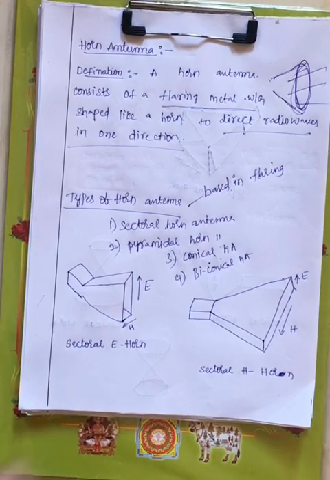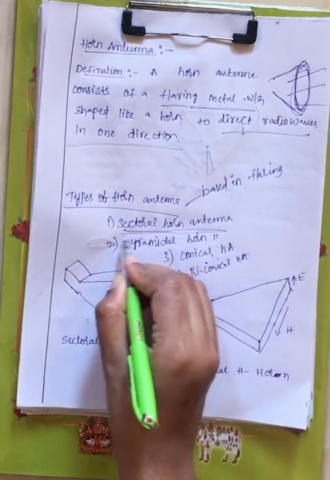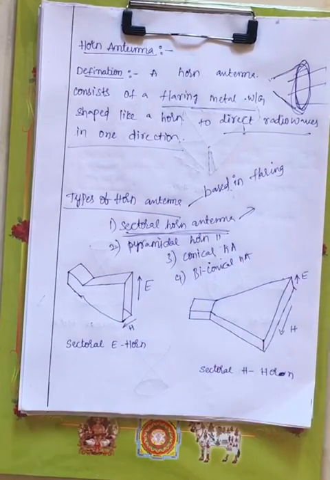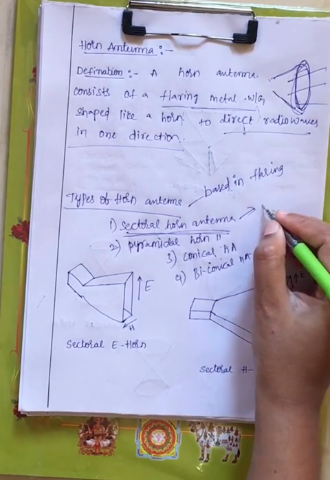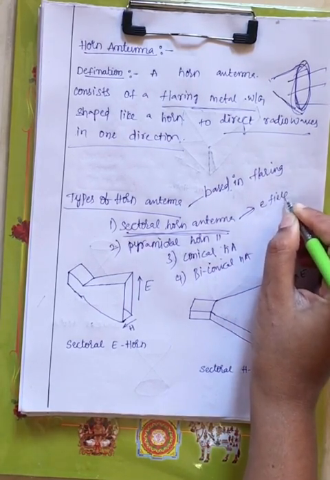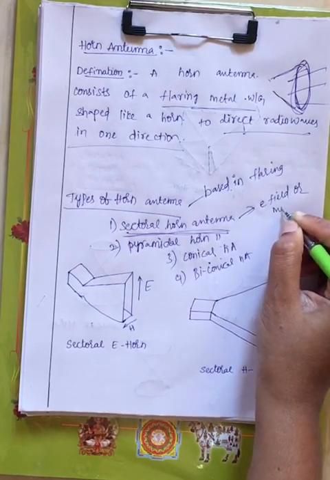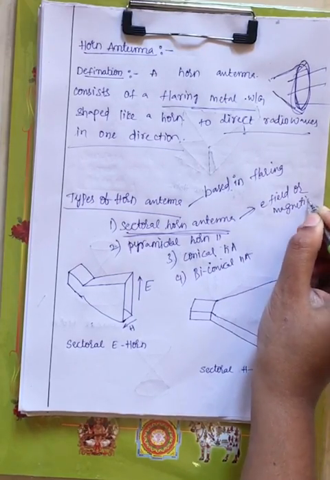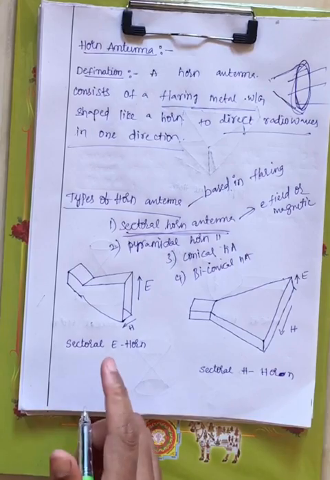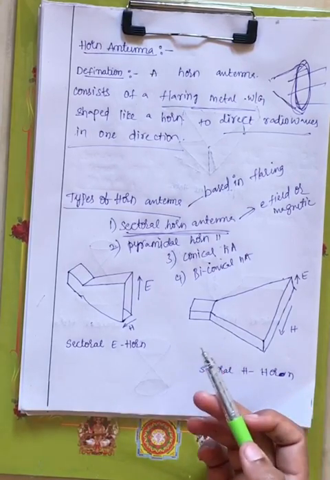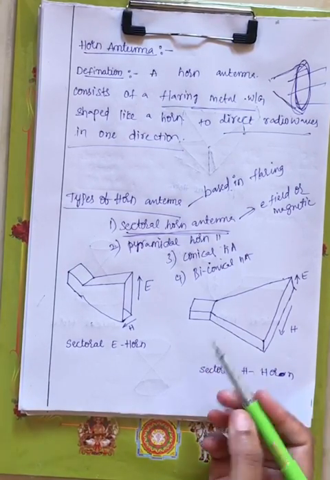Now first let us see the sectorial horn antenna. If flaring is done in only one direction, here the antenna is transmitting electromagnetic waves. That one direction may be either the electric field direction or the magnetic field direction. If flaring is done in only one direction, we call it a sectoral horn antenna.